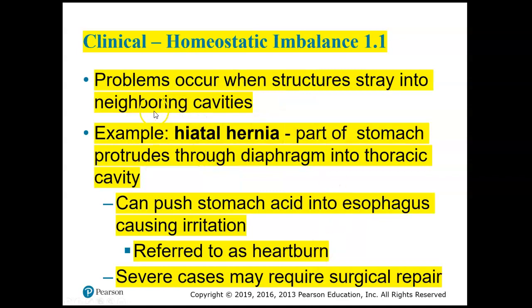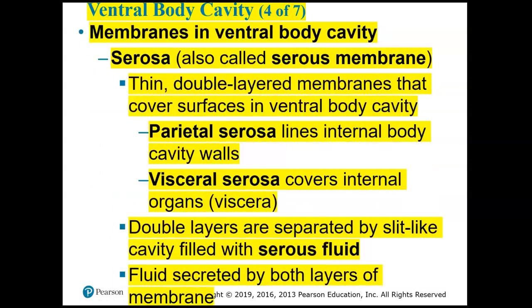And here's a clinical note dealing with homeostatic imbalance. This one is dealing with the hiatal hernia. So problems can occur when structures stray into neighboring cavities. An example is a hiatal hernia. This is when part of the stomach protrudes through the diaphragm into the thoracic cavity, and it can push stomach acid into the esophagus, causing irritation, which we know as heartburn or acid reflux. And severe cases require surgery to repair.